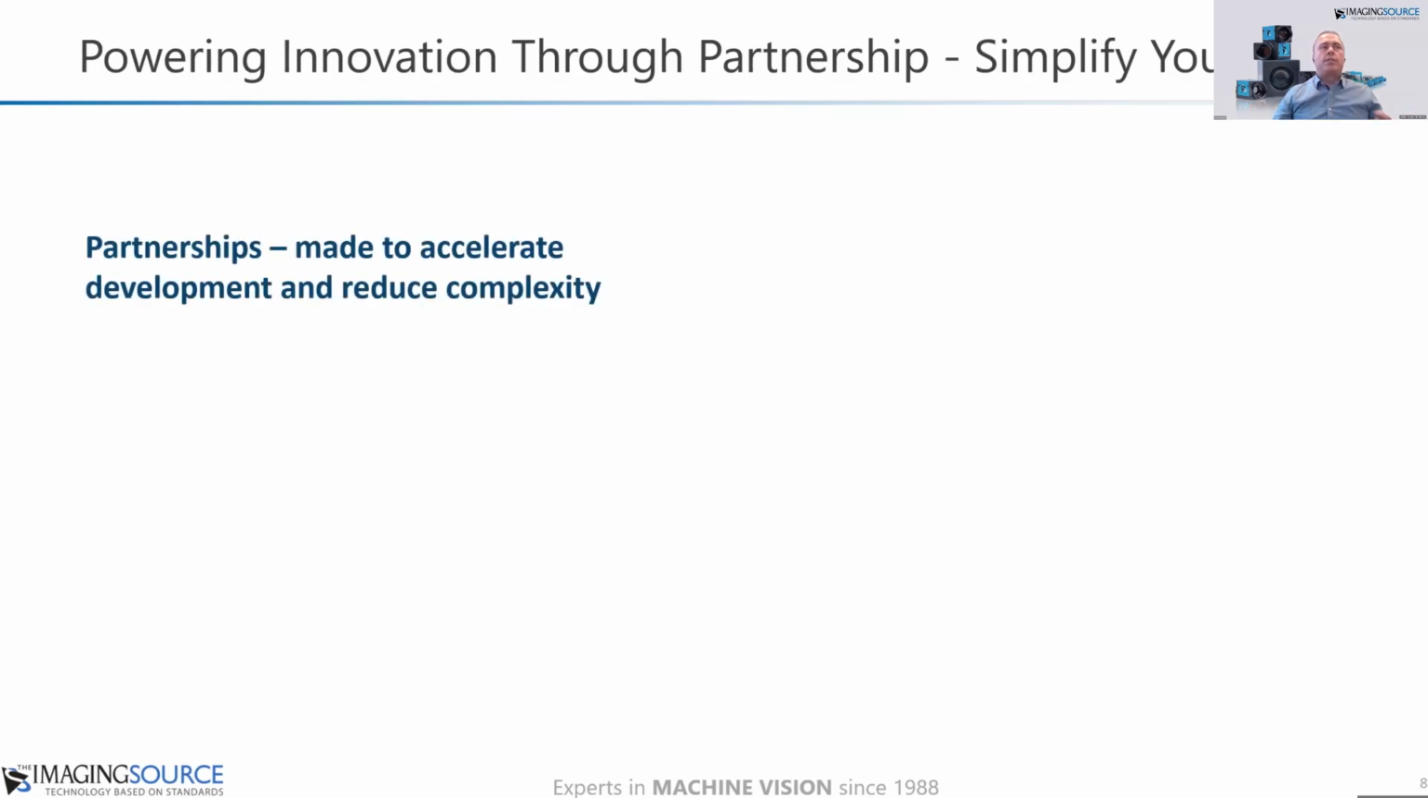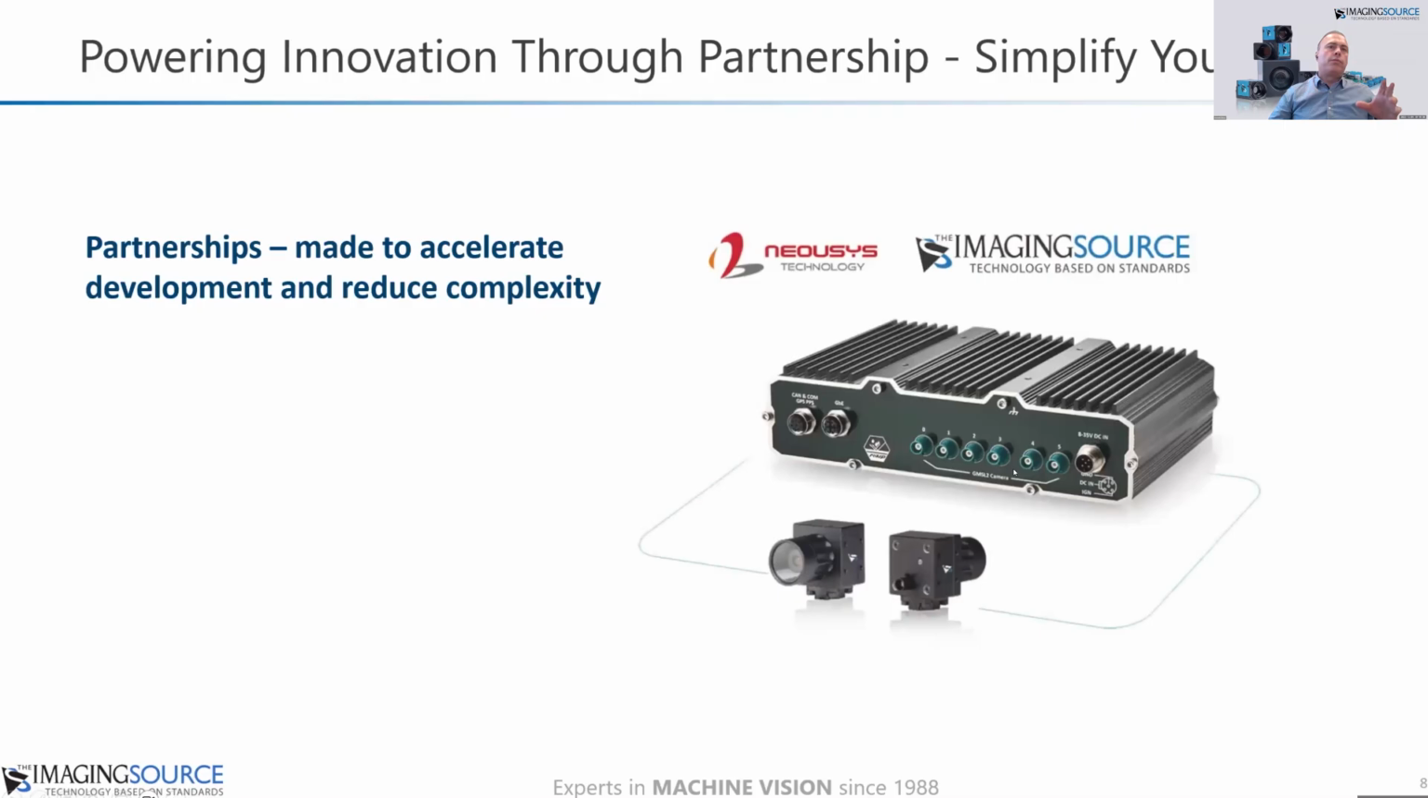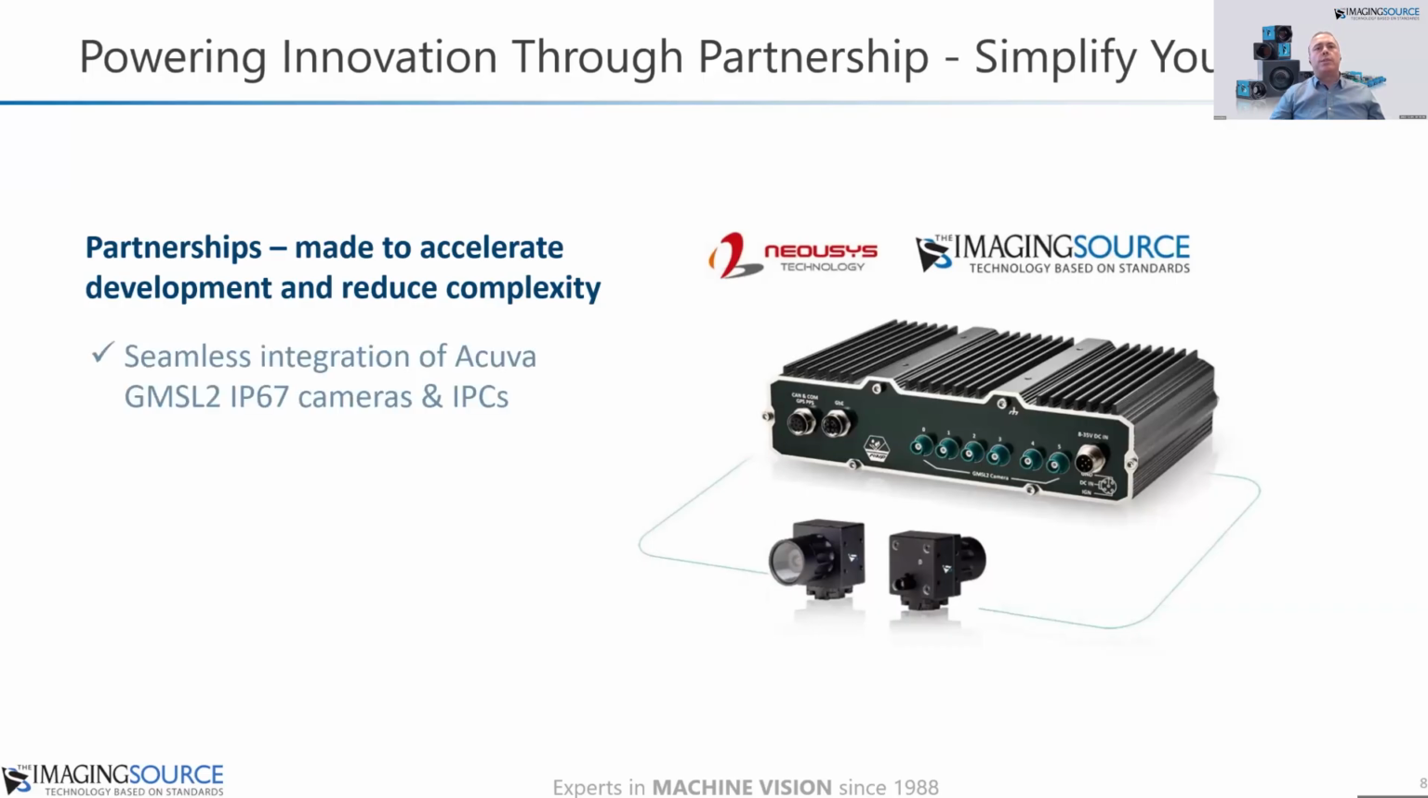All of these partnerships have the same goal. They are made to accelerate development and to reduce the complexity for our customers. One of those partnerships that we started this year, and we already launched the products to the market, is between Neosys and us, because Neosys produces these amazing industrial PCs. Our goal was to make sure that our Acuva GMSL2 IP67 cameras work out of the box with them, all with the goal to offer reliable performance out of the box.